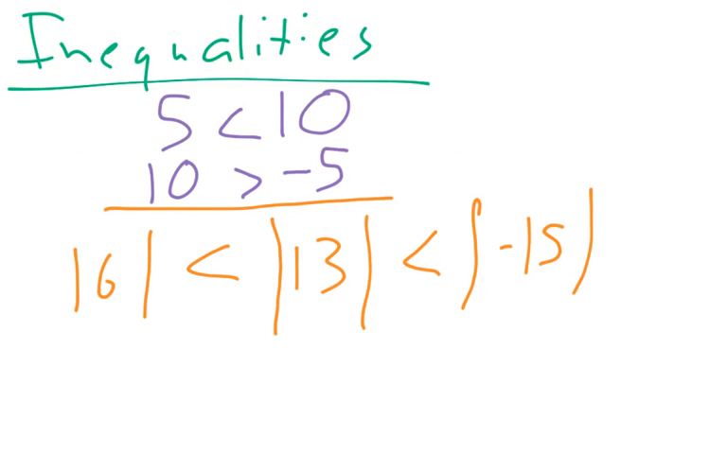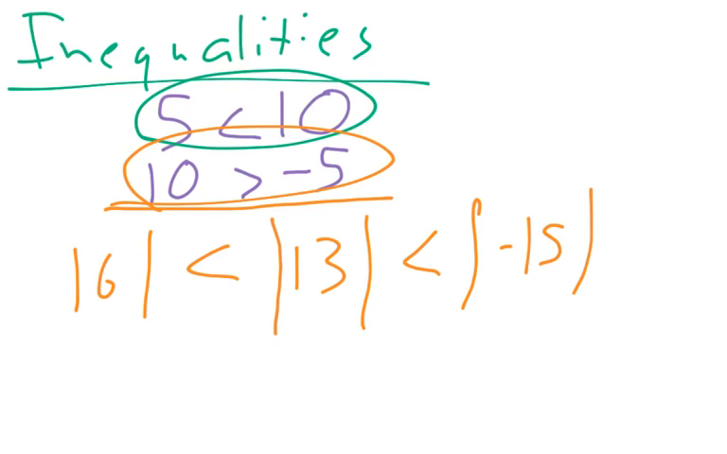Sometimes they even deal with inequalities and absolute value. An inequality is just showing you that a number is bigger or smaller than something. For this one here, it's saying 5 is less than 10. Yeah, that's true. The number 5 is less than 10. For this one, we get 10 is greater than -5. So yeah, 10 is greater than -5. But if we look at this one on the bottom, the absolute value of 6 is less than the absolute value of 13, which is less than the absolute value of -15.